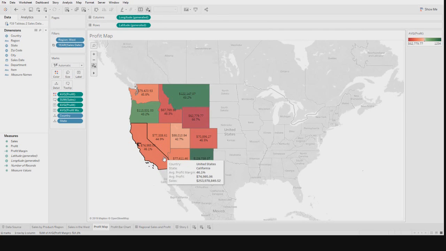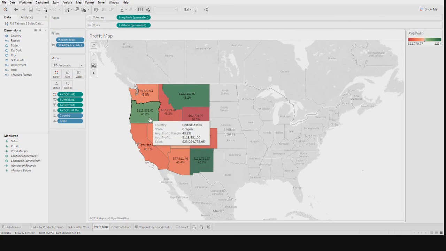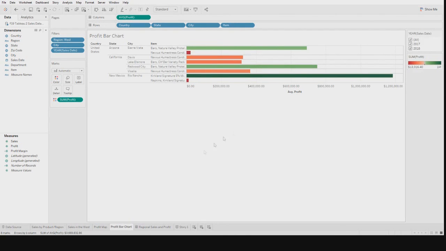So though they do in totality comparatively have much more sales, they do not have as much profit. As you can see, Oregon is significantly better, even though they have much less total sales. They have significantly higher average profit. And if we have this as a bar, this is actually a very important sheet. This sheet shows us the top six most profitable specific products that are being sold.